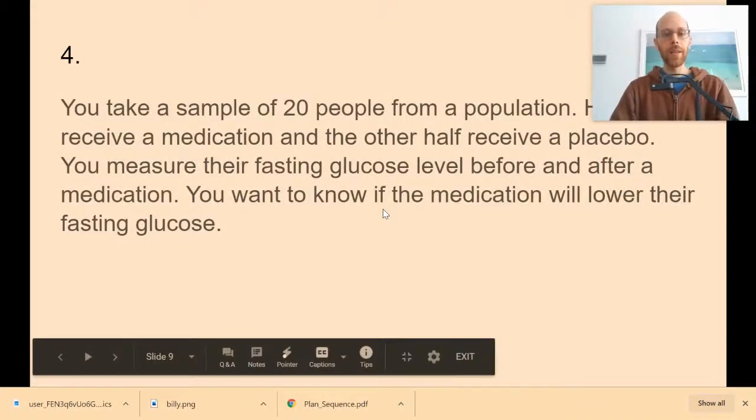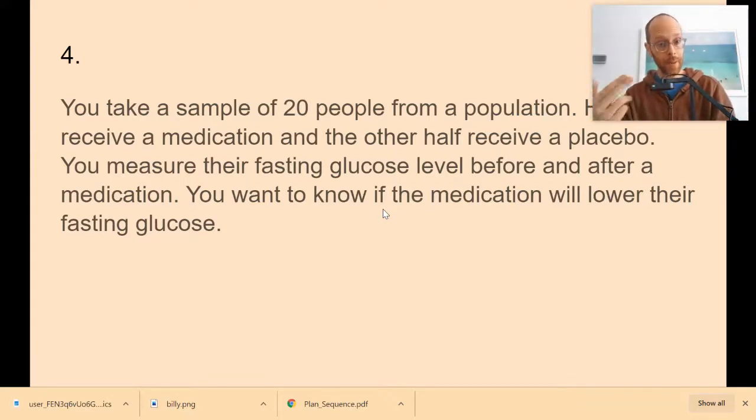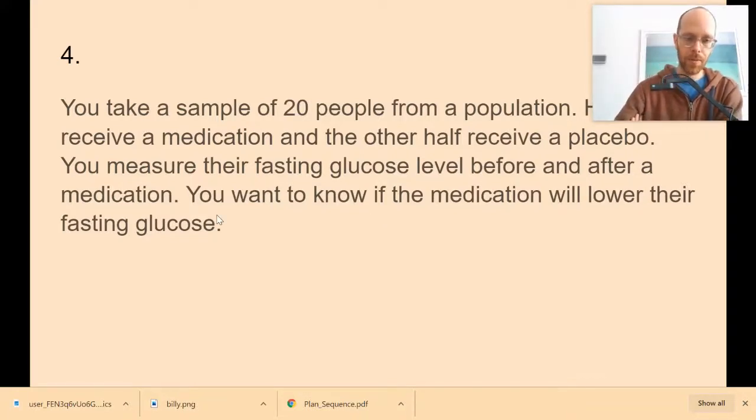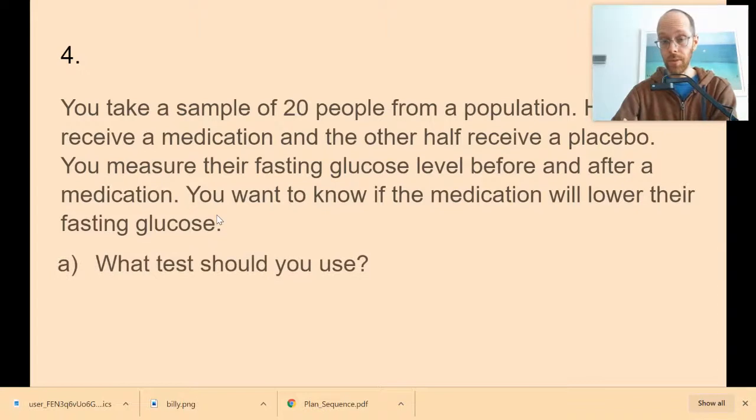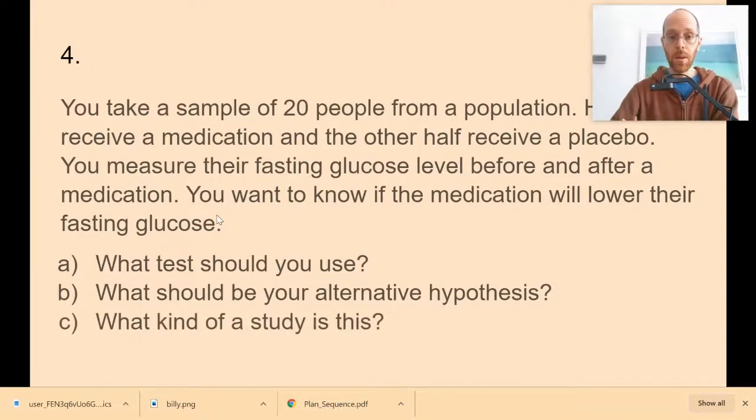Last one for today. You take a sample of 20 people from a population. Half of them receive a medication. The other half receive a placebo. You measure their fasting glucose level before and after a medication. You want to know if the medication will lower their fasting glucose. What test should you use? What should be your alternative hypothesis? What kind of a study is this?